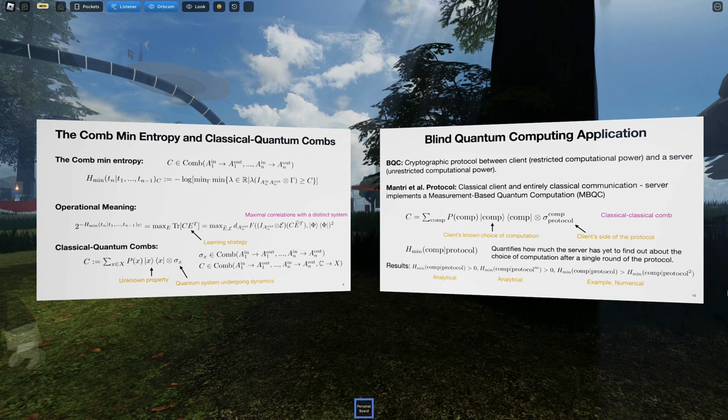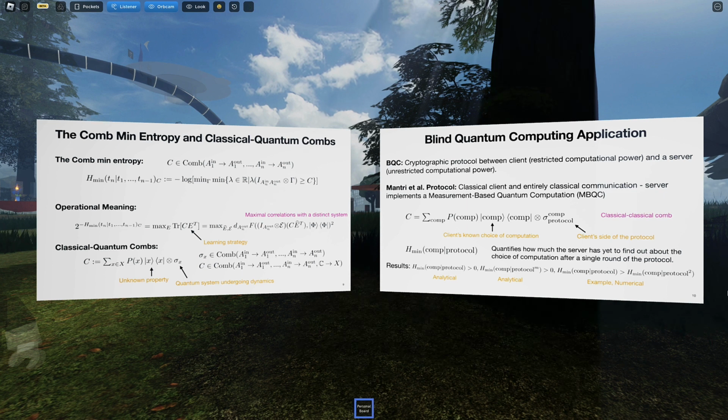And so blind quantum computation is, like I said, a broad term for these types of protocols. The one that we look at in this work is where the client is entirely classical and the communication between the client and the server is entirely classical. And it's using a framework of quantum computing called measurement-based quantum computation, which is something that my current supervisor was heavily involved in the early 2000s. So maybe I don't go through all of the details just for sake of time. You can ask me a little bit later.